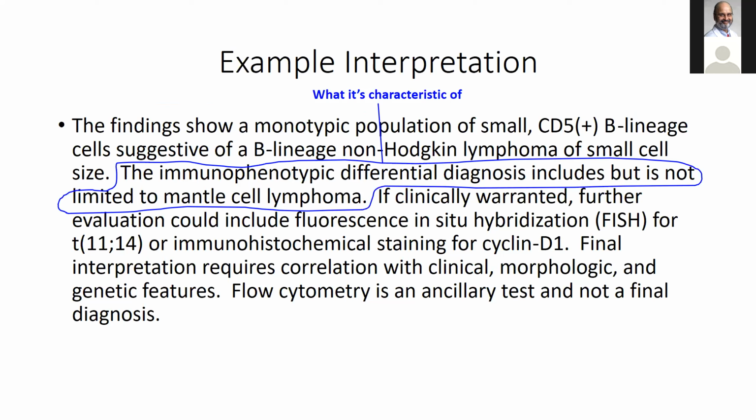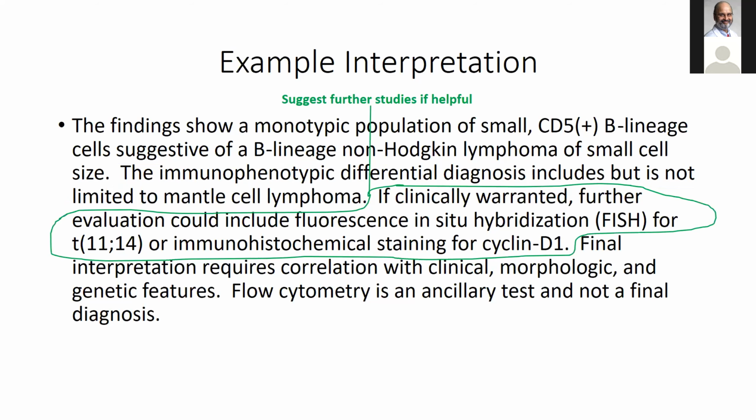So based off of my immunophenotype, I'm going to make a differential diagnosis. So here, the immunophenotypic differential diagnosis is going to include, but it's not only going to be limited to, mantle cell lymphoma. So based off the immunophenotype, that's what I would expect this to be, but it doesn't necessarily have to be that. Next thing I would do is give them any kind of further studies that might be helpful.